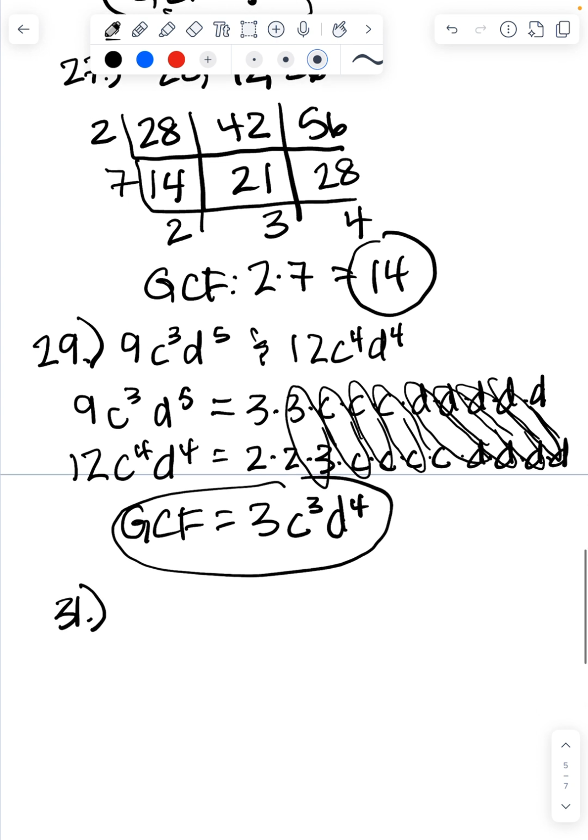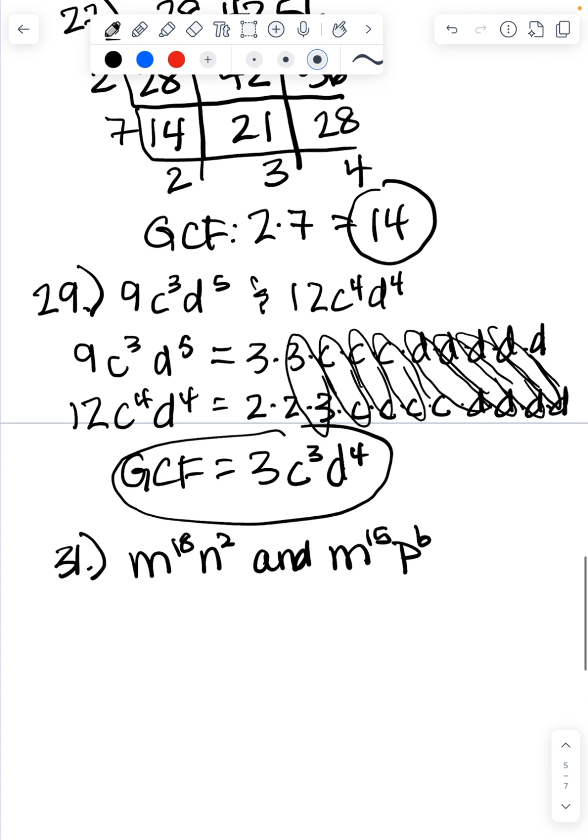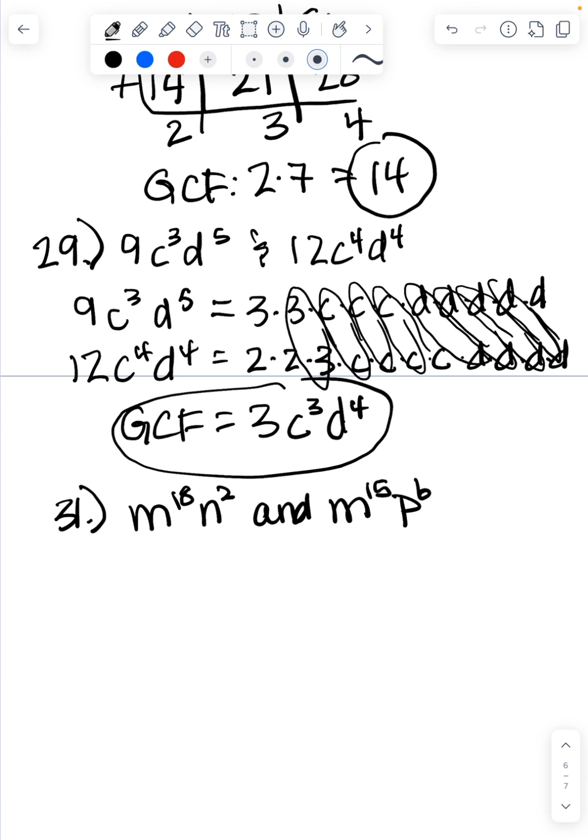Number 31, m to the 18th n squared and m to the 15th p to the 6th. Okay.